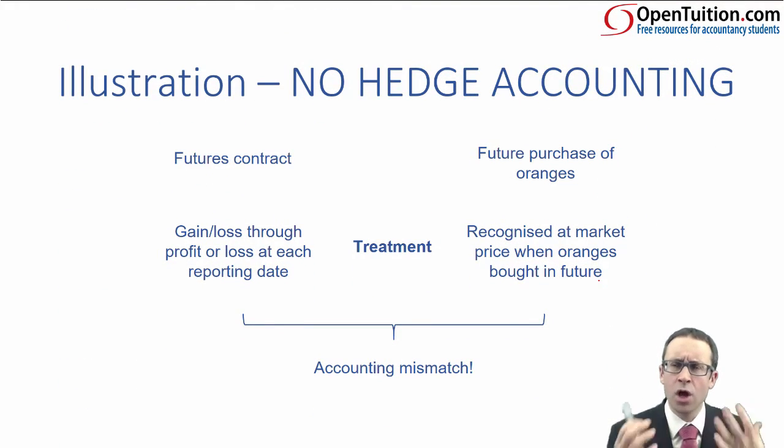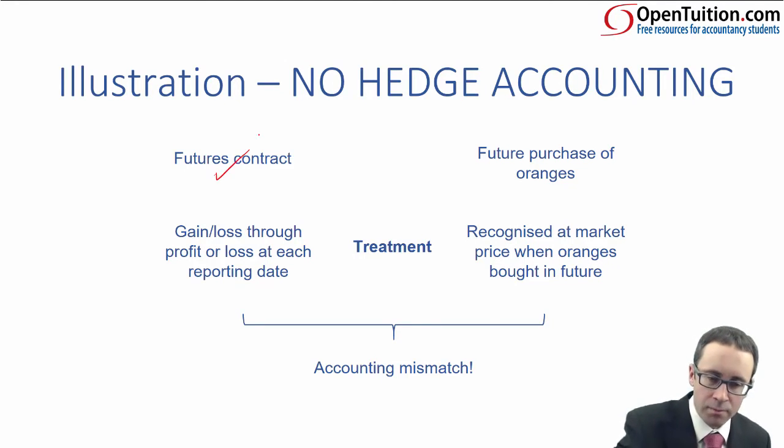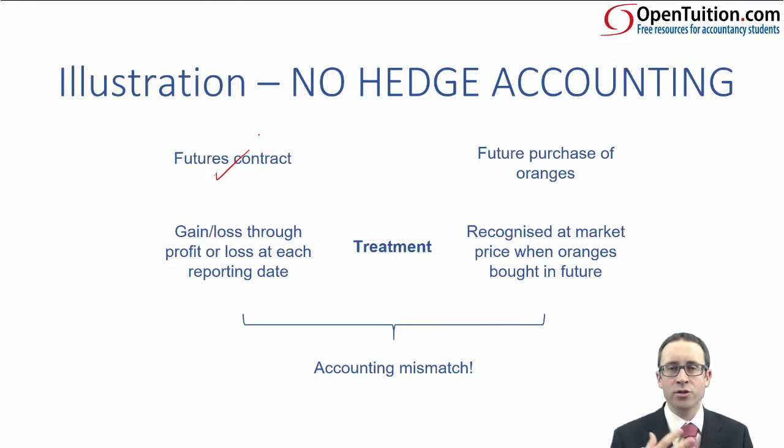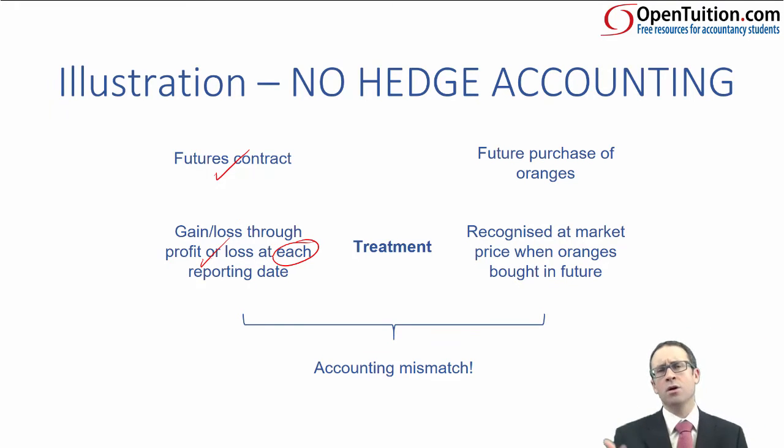If there's no hedge accounting, that's what we're going to look at first. You have a futures contract, don't we? We spoke before, I asked you the question, how do we treat a futures contract? It's a derivative. You said correctly, hopefully, the gains and losses go through profit or loss. Key bit, however, is that it goes through at each reporting date. So it goes through at each different period, doesn't it?